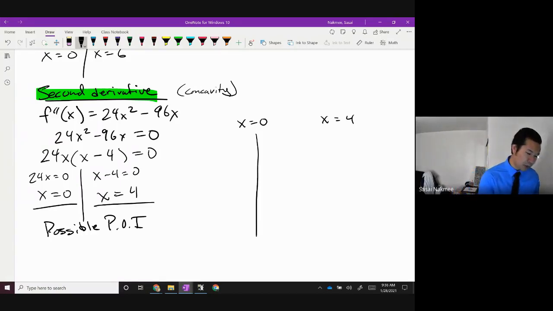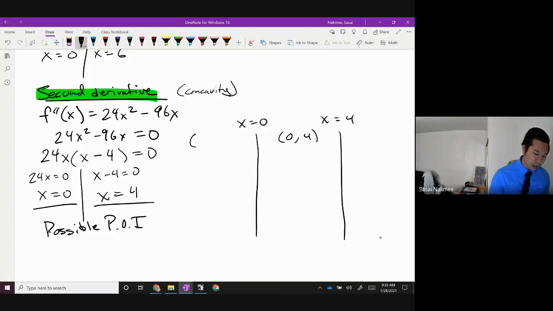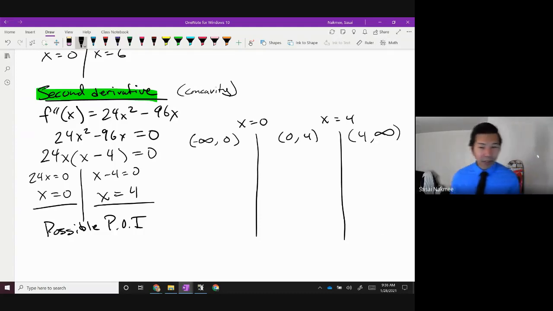So what intervals do we end up creating when we have these possible points of inflection? We have here the interval that's between the two of them, 0 to 4, and then we have the intervals that are around them, right? So this one right here is going to go from negative infinity all the way up to 0, and this one's going to go from 4 all the way off to infinity.